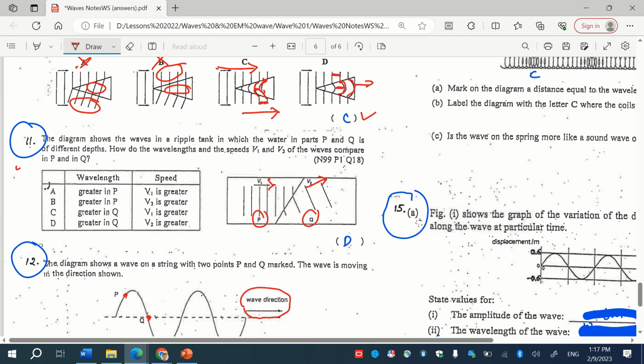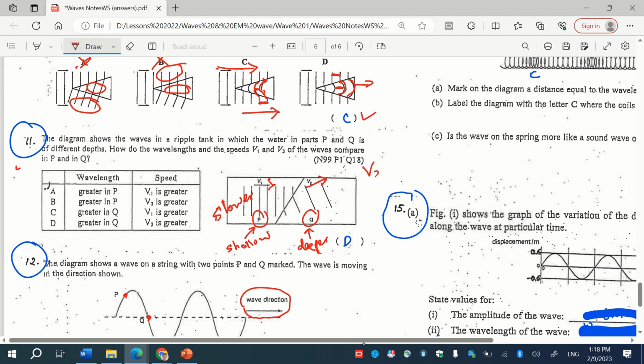Now, question 11, by looking at the wavelength, you can deduce whether region P is deeper or shallow. It is the shorter wavelength, right? So it's the shallow region. This one is the deeper region. Okay, in the deeper region, let's look at the speed. The wave speed in the deeper region should be faster. The shallow region should be slower. Let's write it down. It should be slower.